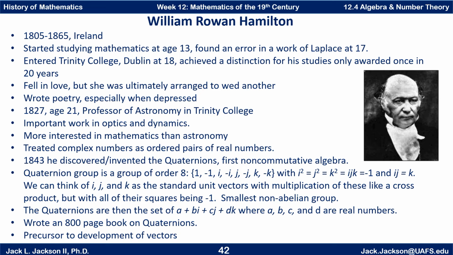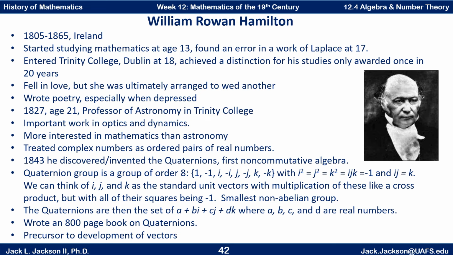Some tragedy here. He fell in love with a young lady, but ultimately her parents arranged for her to be wed to someone else, a guy that was 15 years older than him. He wrote a lot of poetry, especially when he was depressed. And in 1827, at the age of 21, he became a professor of astronomy at Trinity College.